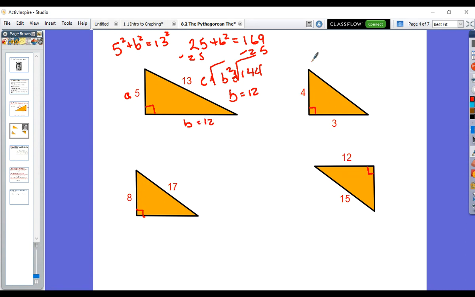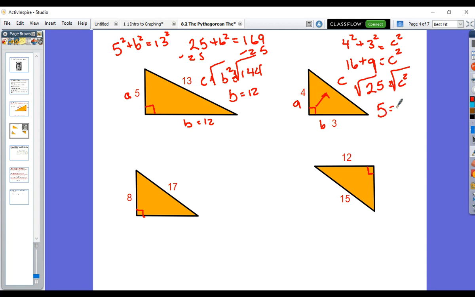All right, let's kind of try another one. This time we're looking again, here's our right angle, there's our hypotenuse, that means this is our C. That's what we're looking for this time. So A, B, we set it up as 4 squared plus 3 squared equals C squared. 4 squared is again 16. 3 squared is 9. We add those two up, we get 25 equals C squared. So again, just to get C, square root both sides. 5 equals C.